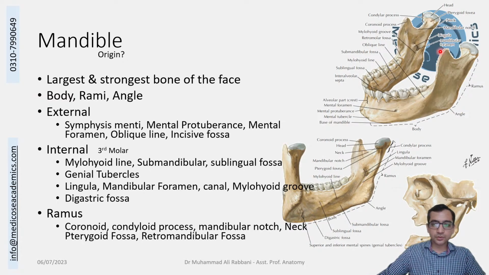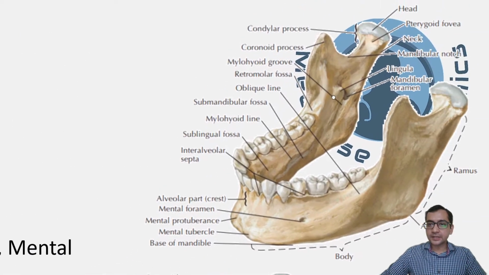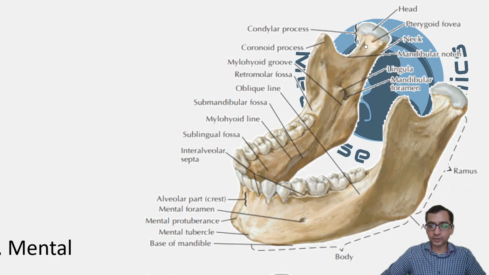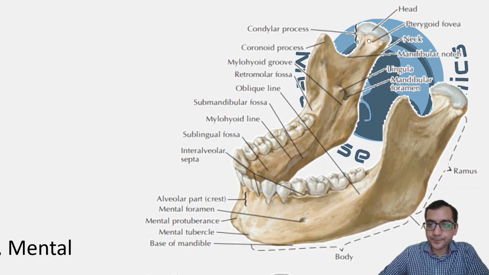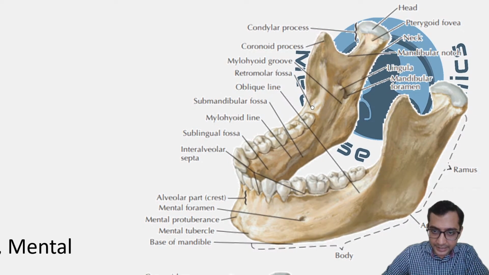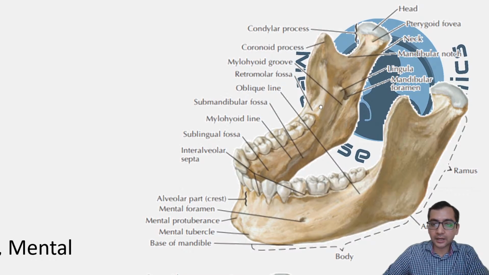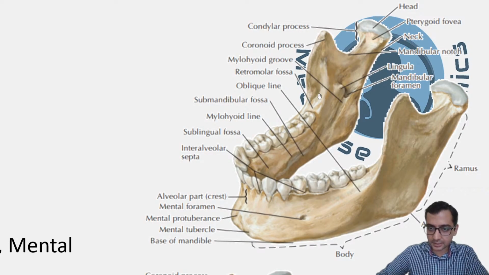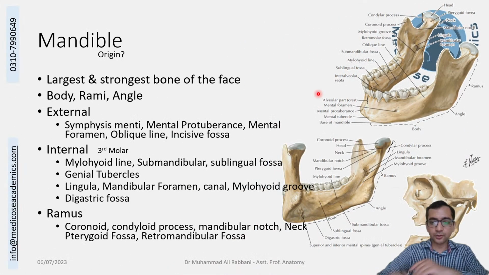Then in the ramus, on the upper aspect, we saw the coronoid process, condylar process, mandibular notch, and neck of the mandible. Two fossae we left. There is a fossa just in front of the neck of the mandible, called the pterygoid fovea or pterygoid fossa. And there is a fossa just behind the wisdom tooth, or third molar, called the retromolar fossa.